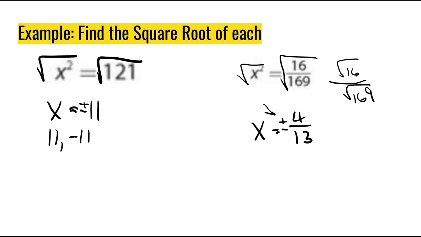So again, work backwards, find out what number multiplies by itself to give you the number under the radical. And remember that when you have a fraction, you can just set the fraction up so it's the square root of one over top of the square root of the other.